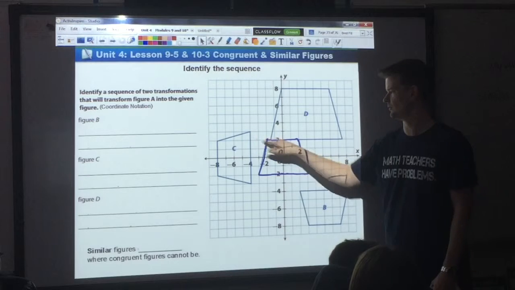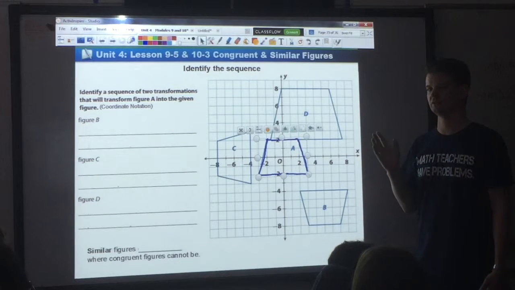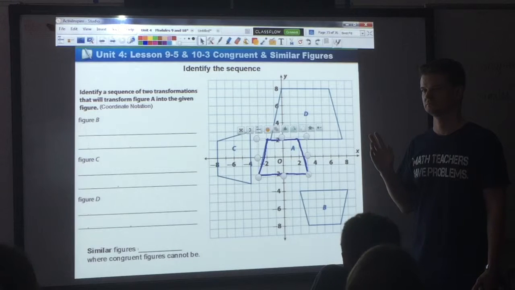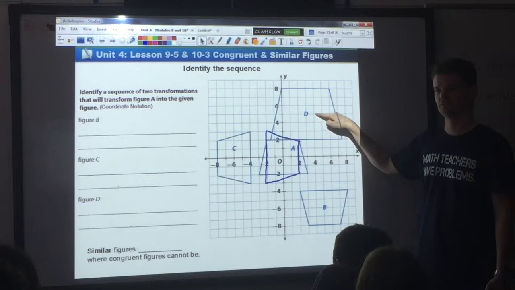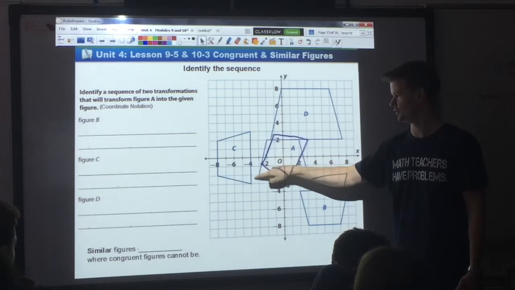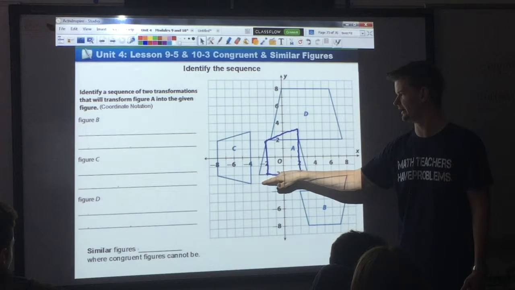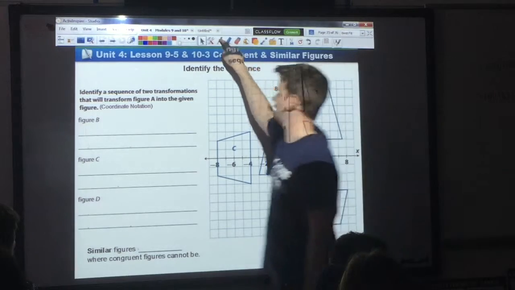Rotation. Tell me, what type of rotation? 90 degrees. 90 degrees what? Clockwise. Clockwise is going to take you and put you like that. What else you got? Counterclockwise. Hey, there we go. So 90 degrees counterclockwise. That was the first actual step.